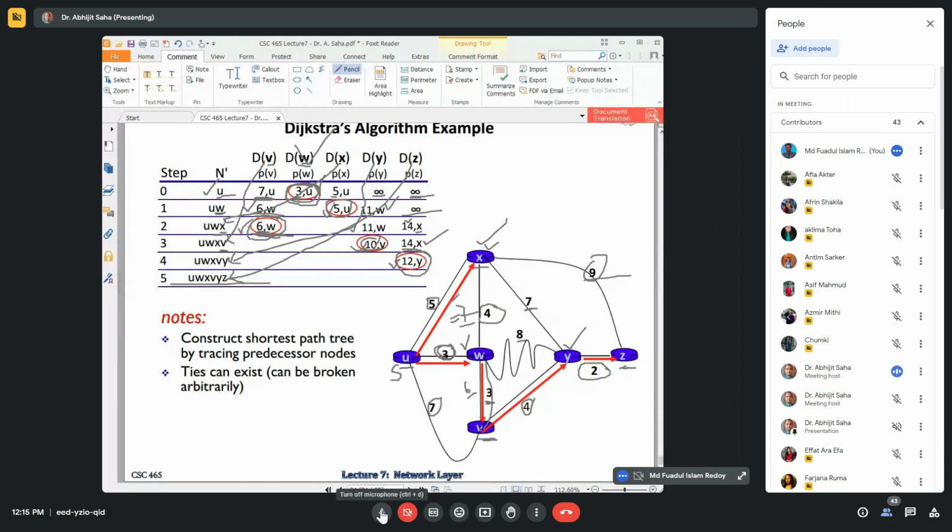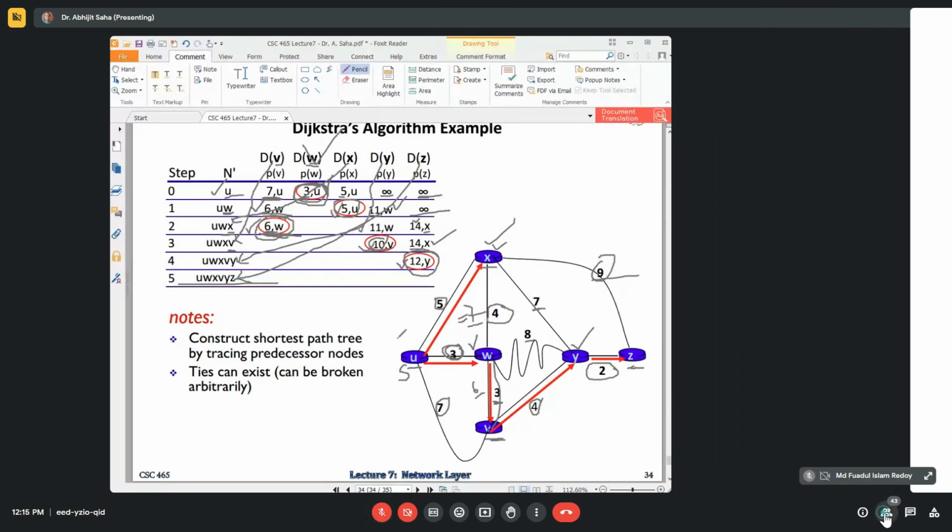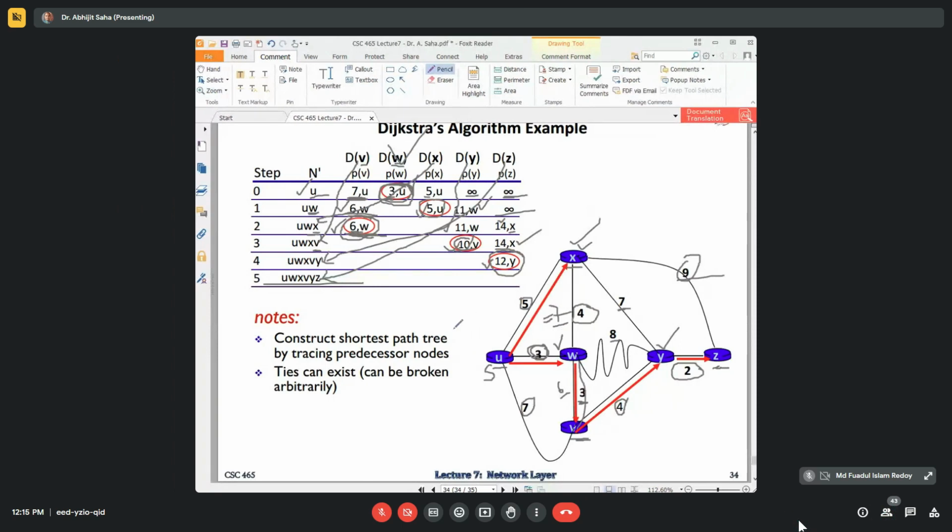So now we have learned how it is going to be done. But here one line says: construct the shortest path tree by tracing the predecessor nodes, and ties can exist. It can happen that in a row the values we are getting are going to be ties.